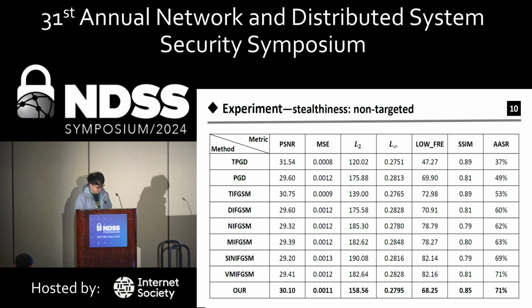compared with VMIFGSM, our work drops by about 24% for L2, decreased by 13% for LPIPS, increased by 0.04 for SSIM, and increased by 0.69 for PSNR.